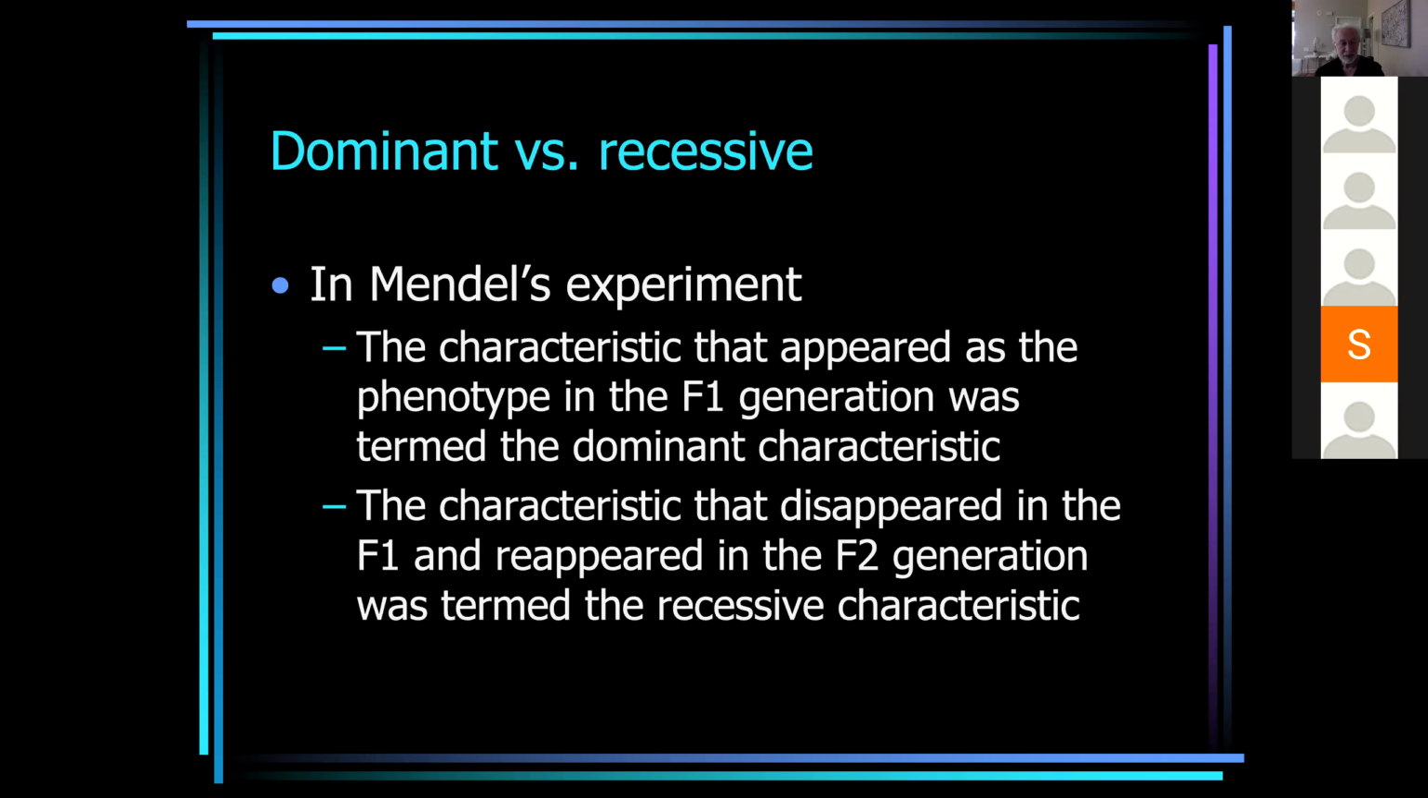Dominant versus recessive. In Mendel's experiment, the characteristic that appeared as the phenotype in the F1 was called the dominant characteristic. Whereas the characteristic that disappeared in the F1 but showed up again in the F2 was termed recessive. So those you can consider definitions of dominant and recessive, whether it shows up in the F1 or not, and whether it appears in the F2.